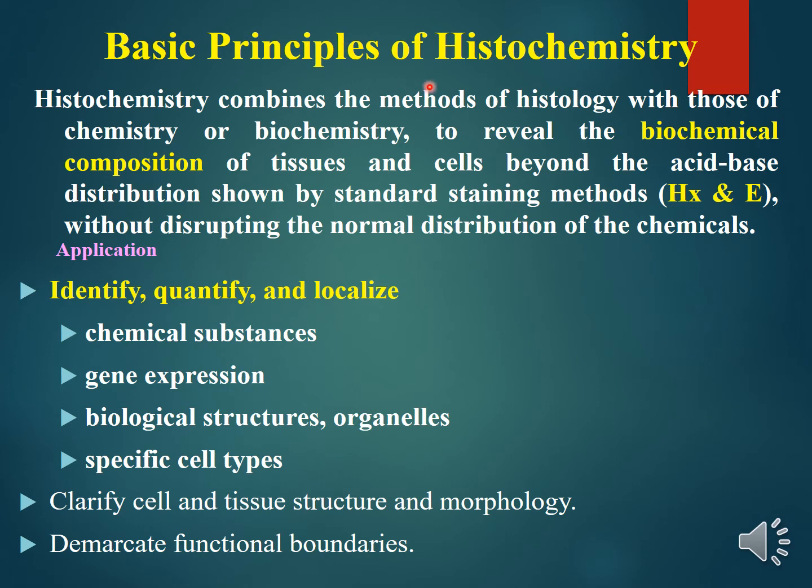Now, basic principles of histochemistry. It combines the methods of histology and chemistry or biochemistry. This will reveal the biochemical composition of tissues and cells. This method means the hematoxylin and eosin stain. This will keep the normal distribution of the chemicals without disruption.